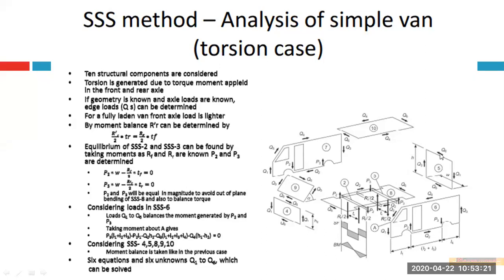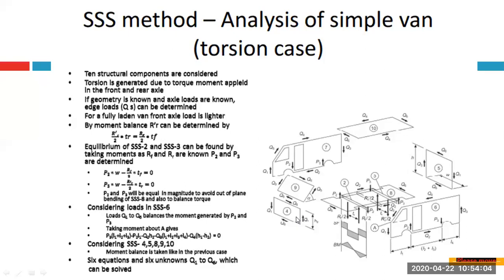I'm just going to count all these 10 structural components. You start with component number 1, which can be seen in this diagram. I'll just find out component number 1 a bit later. We'll start with component number 2. Component number 2 is this particular surface, which is your front axle. Component number 3 is shown over here, the rear axle. Component number 4 is shown over here.